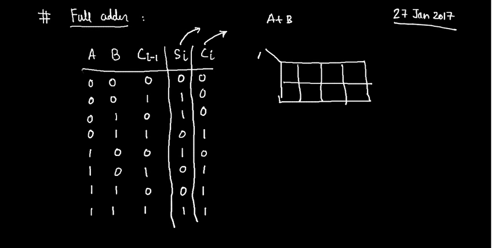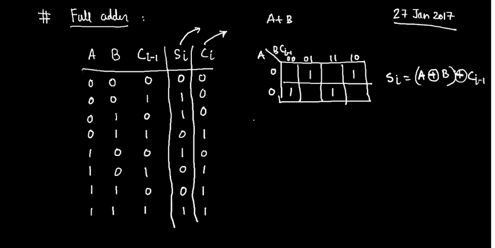this we have already seen. A, B, C of I minus 1, so let it be 0, 0, 0, 1, so it will be 1, 1, like this, right? 0, 1, 1, 0, 0, 1, 1, 0, and so on. So this is for the sum. So what is the expression for this? We got it as A XOR B XOR C of I minus 1, right? So just remember that.